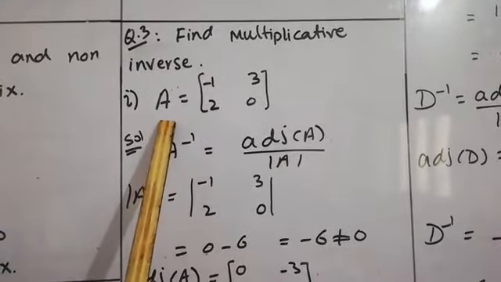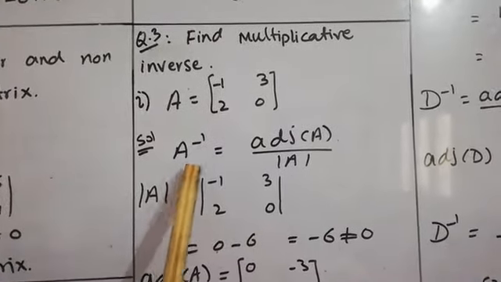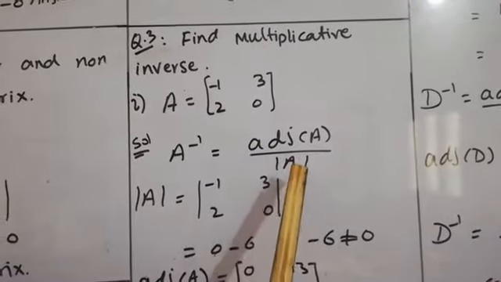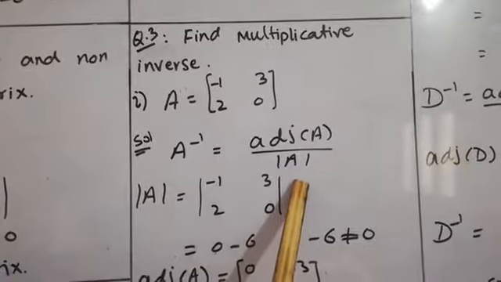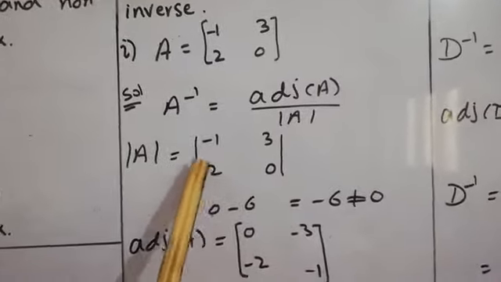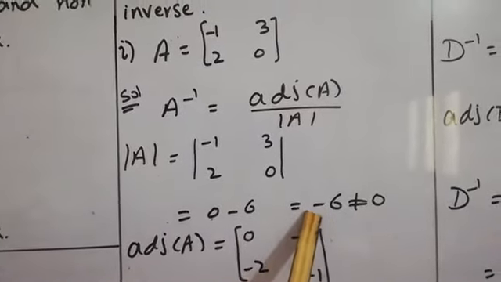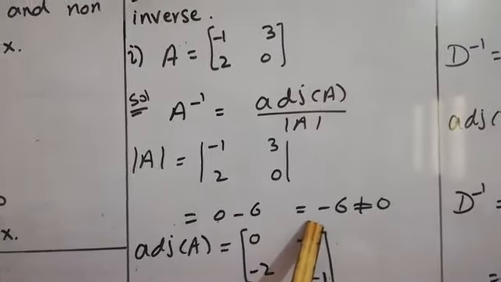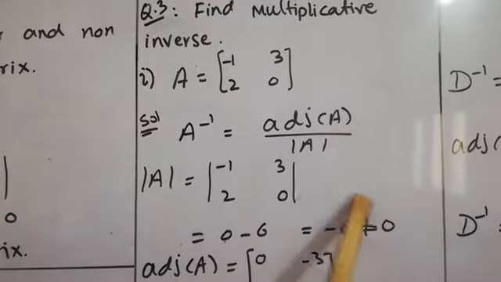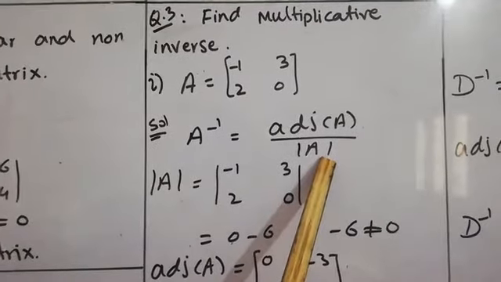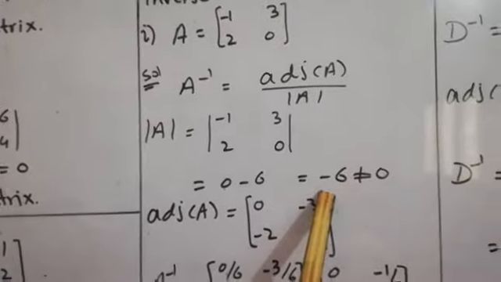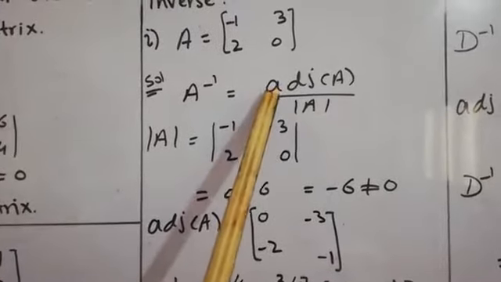If we have A, then its multiplicative inverse is A inverse, which equals the adjoint of A divided by the determinant of A. First of all, we will find the determinant of A. Like the previous method, we will find the determinant, and after that we will check whether it is singular or non-singular. If it is singular, then its inverse does not exist because we cannot find the answer with denominator 0. Since it is not equal to 0, its solution is possible. So next, move to the adjoint of A.